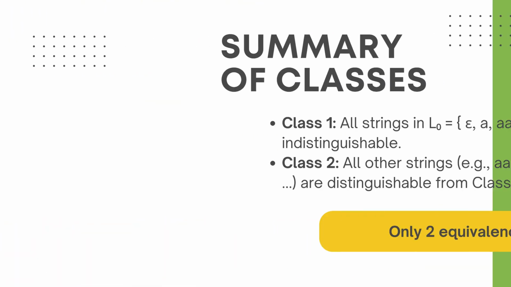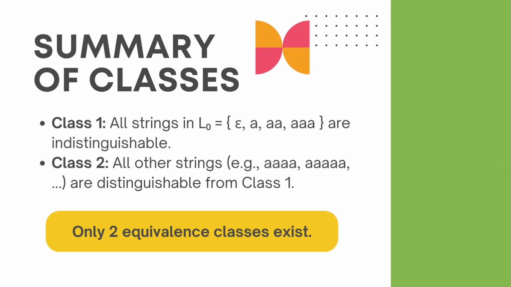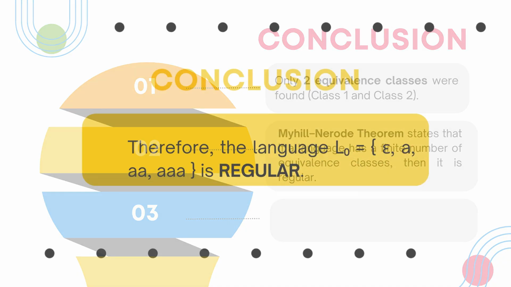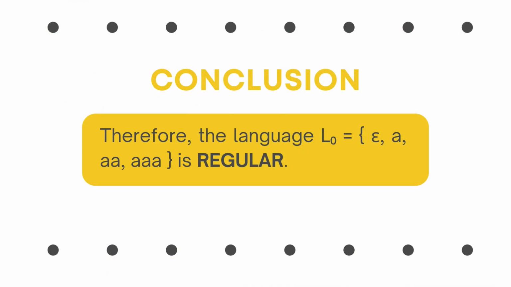Now, we summarize our results. One equivalence class includes all strings in the language, which are the empty string, A, AA, and AAA, and another class includes all strings not in the language, like A to the 4th, A to the 5th, and so on. And since we found a finite number of equivalence classes, specifically 2, by the Myhill-Nerode theorem, we can confidently conclude that the language L sub 0 is regular.